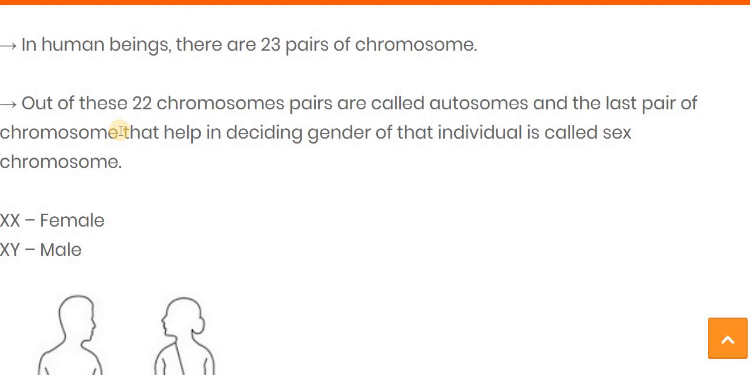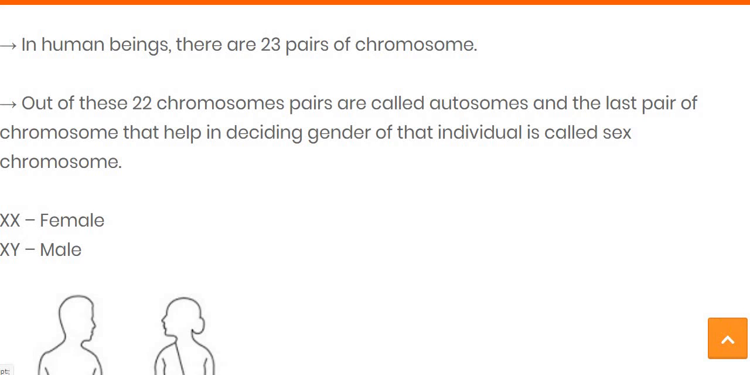So in human beings, there are a total of 23 pairs of chromosomes. Out of these, 22 pairs are almost the same, so that's why they are known as autosomes, which are not responsible for deciding sex or used for sex determination. The last pair of chromosomes helps in deciding gender; the one pair which helps in deciding the gender of that individual is called the sex chromosome.